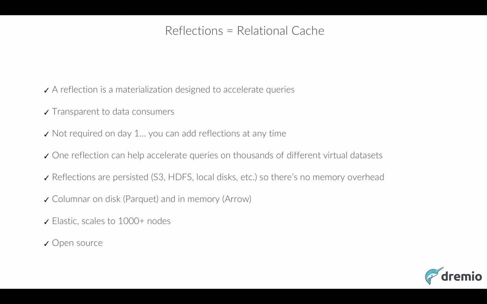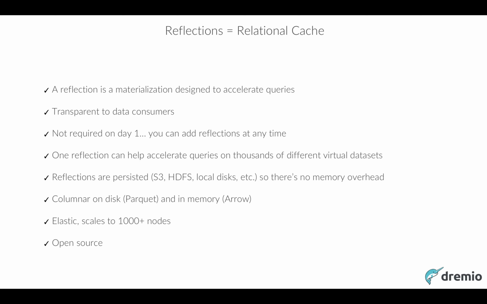And what's really important here is that one reflection can help accelerate queries on thousands of different virtual data sets. In the logical world, you may have thousands or hundreds of thousands of different data sets that users have created over time. That doesn't mean you need thousands of reflections. You may have one reflection that's helping to accelerate queries on thousands of different data sets. That's because ultimately most of the data in an organization is derived from a much smaller subset of raw data sets. And so the system can understand the relational algebra and the relational connections between all these different data sets and leverage these reflections in a more intelligent, broader way.